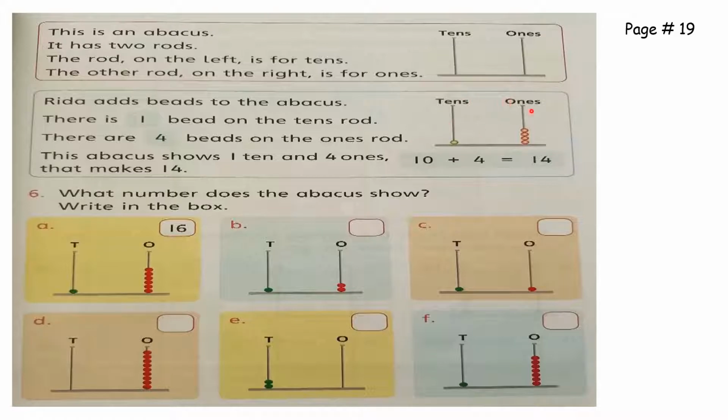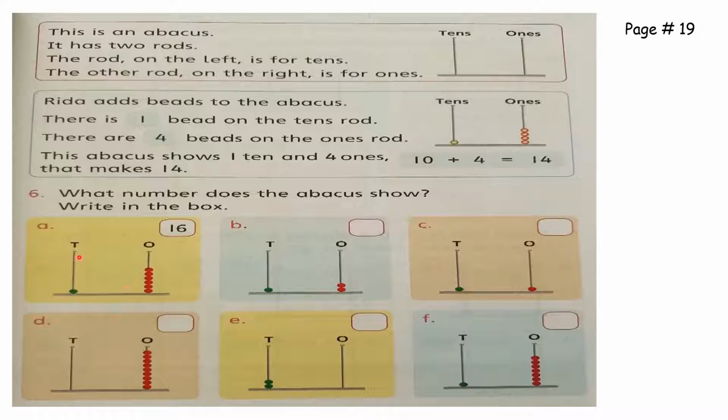So it means that this abacus shows one ten, which is here, and there are four ones, so it shows four ones. And when we add them together, what do we get? We get 14. So this abacus shows one ten and four ones, that makes 14. And in this way, now we will see what number these abacuses show. First one is already done.